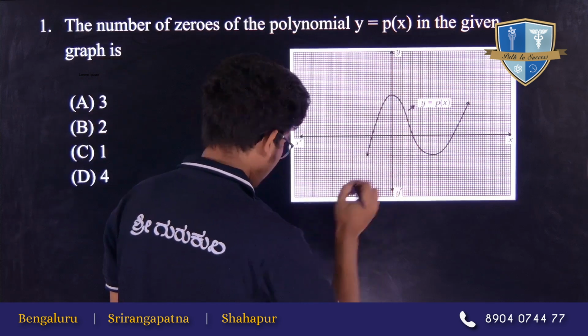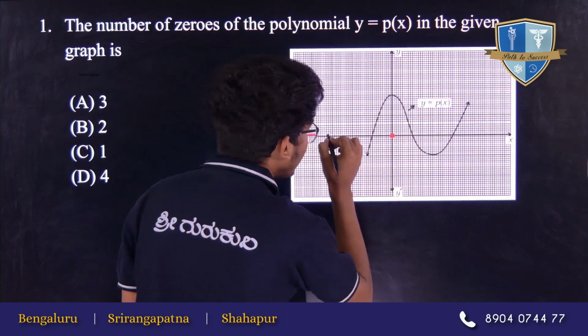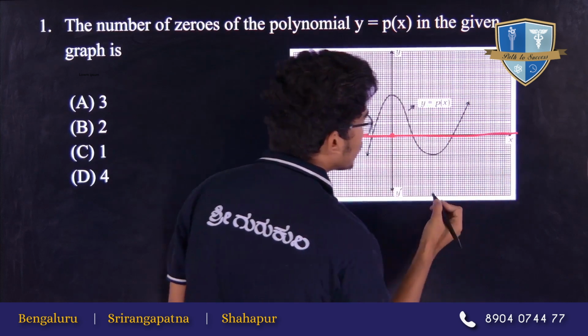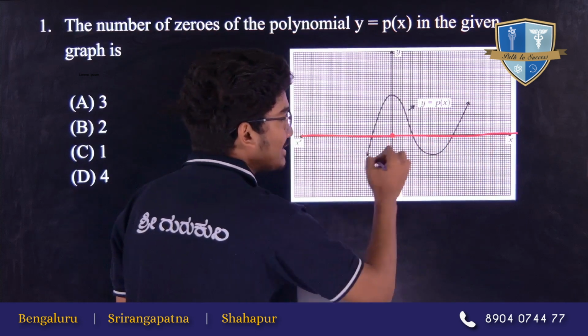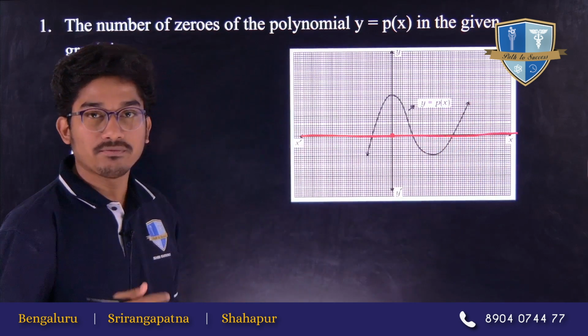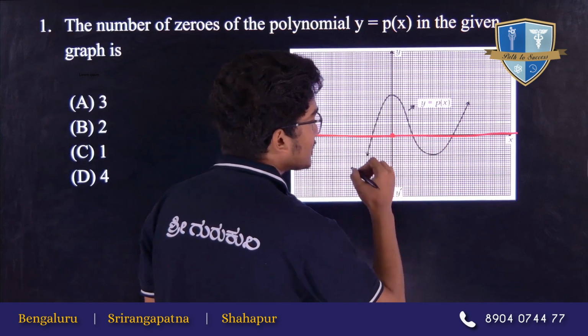So the value of y is 0 at this point, correct? So this line, this entire line has y equals 0. Wherever this line is intersecting the curve, at those points we'll find the zeros of the polynomial. So how many points are there where this line is cutting this curve?